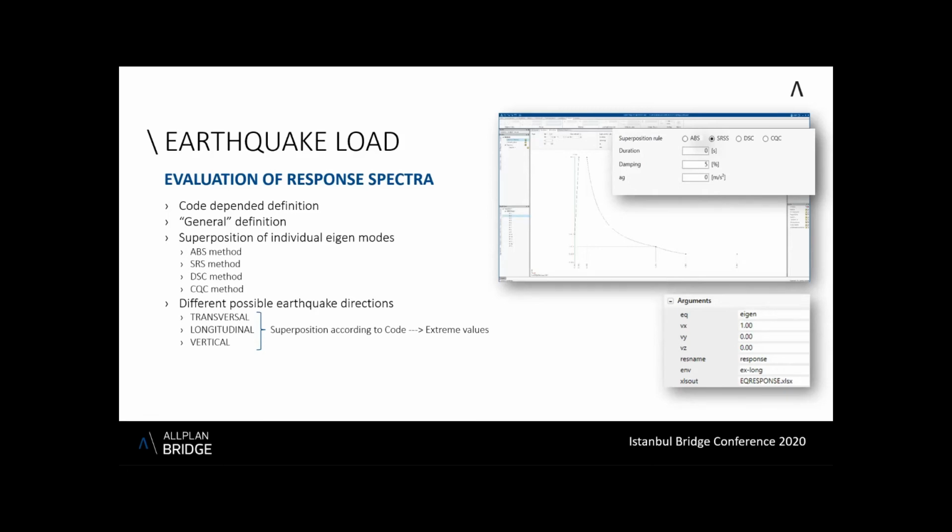The calculated amplitudes related to the individual natural modes are superimposed using different methods described in literature. The solution offers the ABS method, SRSS method, DSC method, and CQC method. Three separate calculations are provided to consider different possible earthquake directions: transverse, longitudinal, and vertical directions. These different cases are combined to finally get the envelope for extreme values.